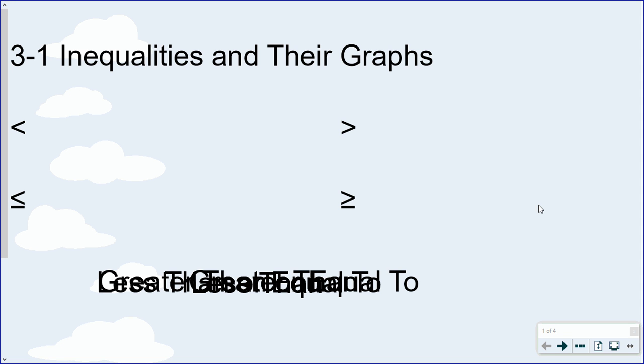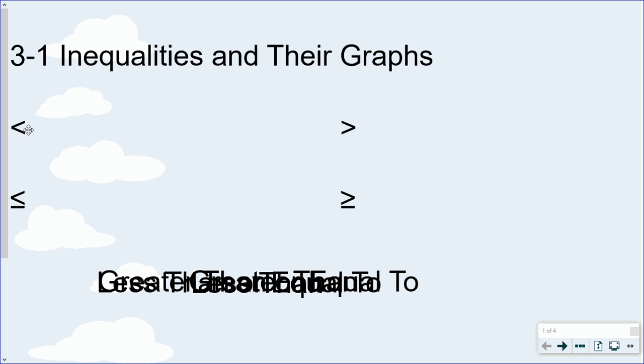This lesson is on inequalities and their graphs. So we're going to talk about what inequalities mean and how to graph them. I'm guessing you've probably seen inequalities before, but if not, these are the symbols that represent inequalities. This lesson is really based off you already knowing what these symbols mean and working with them. Although I guess if you haven't seen these, hopefully this will introduce you to them.